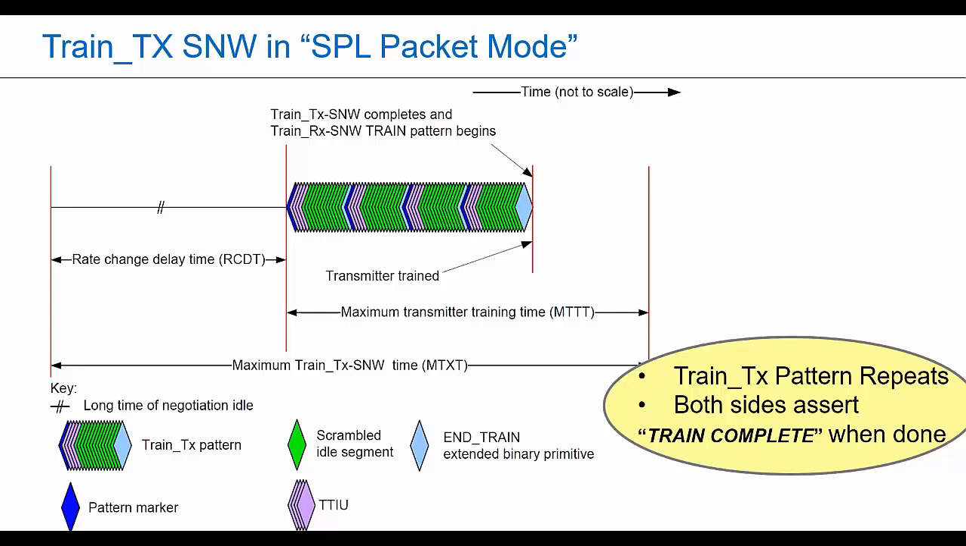Just like with 12 gig TX training, both sides need to signal that they have completed the TX training window by asserting the train complete bit. It would only be considered a valid TX train S&W if both sides get to that train complete step. And then they could move on to the last stage. Now, if either side fails to reach the train complete stage, they're supposed to keep sending the training sequence. If they can't get to train complete within 500 milliseconds, it's considered a failed S&W, and they're supposed to fall back to the next lower speed and then restart the TX training window.